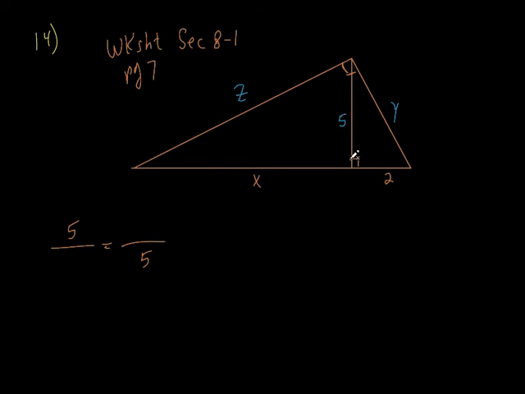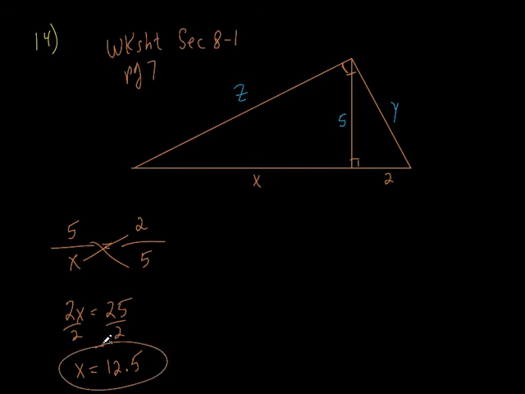The altitude is a geometric mean between what two lengths? Between x and 2. That's right, between the two segments of that whole hypotenuse. See how it's broken up into those two little parts? So I put an x here and a 2 right here. Make sense? And we cross multiply. So 2x equals 25. There's no square roots on this, so I just divide by 2. So x is 12 and a half. See how easy that was?